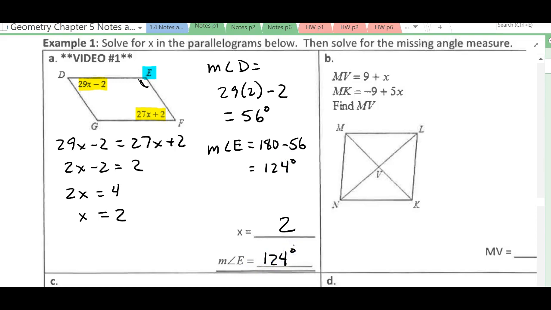So as always, I recommend when you get to a certain spot in your problem, let's say we found x, ask yourself, did you answer the question? And you would have seen no, I want to find the measure of angle E. Then when you found D, again, did I answer the question? Not yet. Keep going, solve the problem.